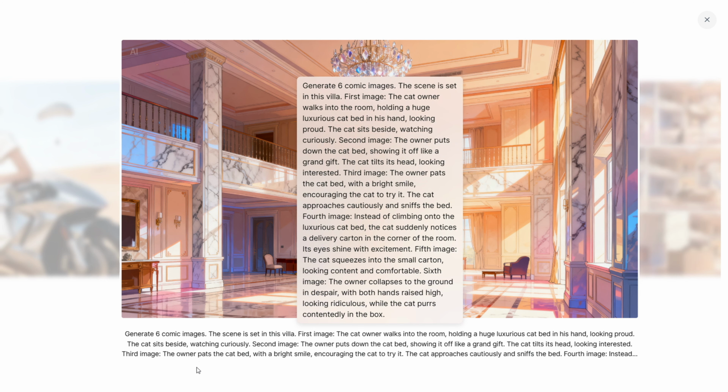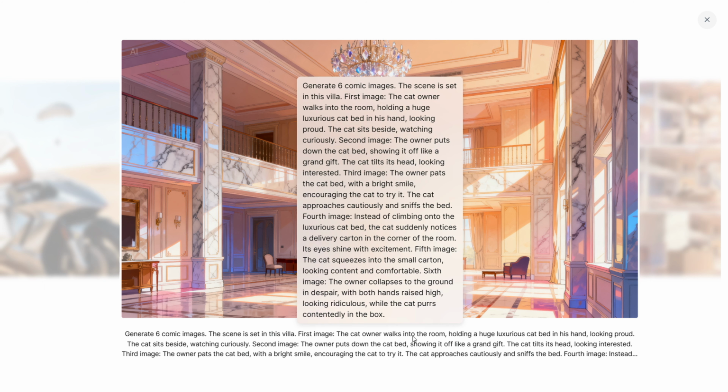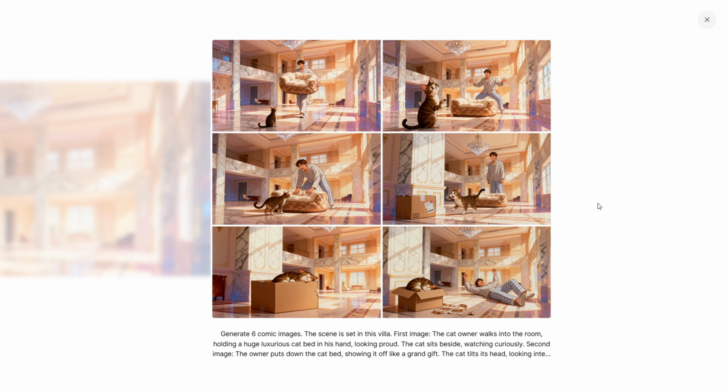Now look at this one. This scene is set in the villa. First image: the cat owner walks into the room holding a huge luxurious cat bed in his hand, looking proud. The cat sits beside, watching curiously. And look, it generated an entire comic strip, 6 images as we requested. You can read how the owner is lifting the couch, and it's in the parcel. The cat is sleeping in the parcel, and the owner slipped, or maybe is sleeping. So now you're getting it. The animation and cartoon generation is also very interesting in this model.